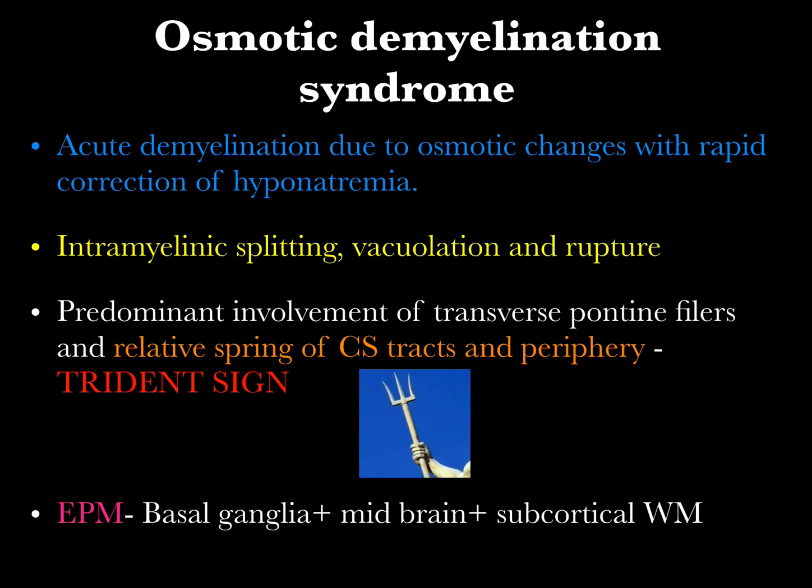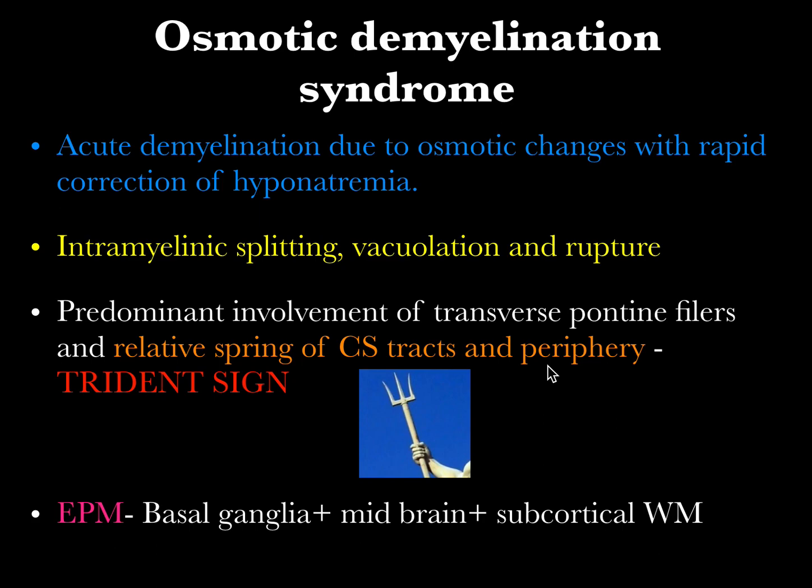So what is this osmotic demyelination syndrome? It is an acute demyelination due to osmotic changes with rapid correction of hyponatremia. What exactly happens in this pathology is the intramyelinic splitting, vacuolation and rupture. The sites predominantly involved are the transverse pontine fibers and relative sparing of corticospinal tracts and periphery. So the corticospinal tracts and the periphery are spared.